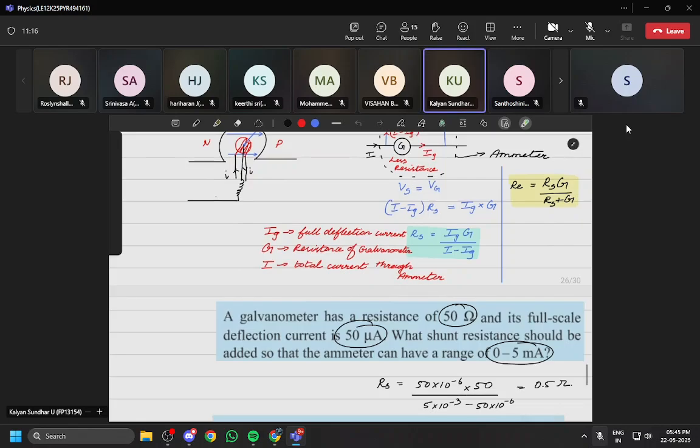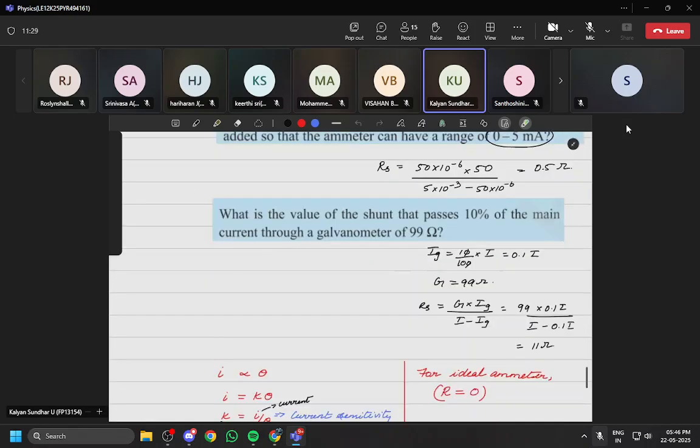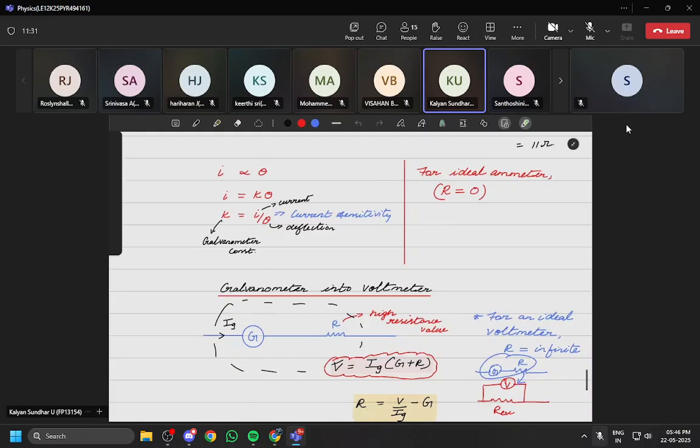What shunt resistance should I keep if I want this much current to pass? I can find out what the shunt resistance should be, right? And we have done a few questions based on that. And one more thing is the current sensitivity.